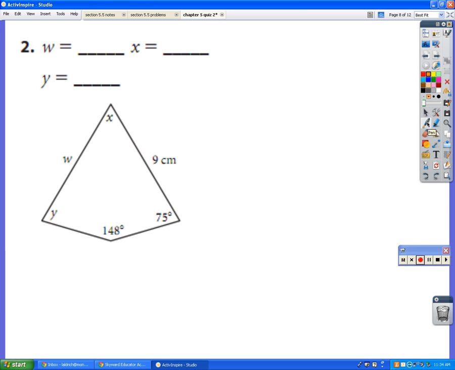So for this one, what's W? 9. 9, because it's a kite, so those sides are the same. What is Y? 75, because this angle and this angle are congruent. And since this angle and this angle have to add up to 360 degrees, x is 62.